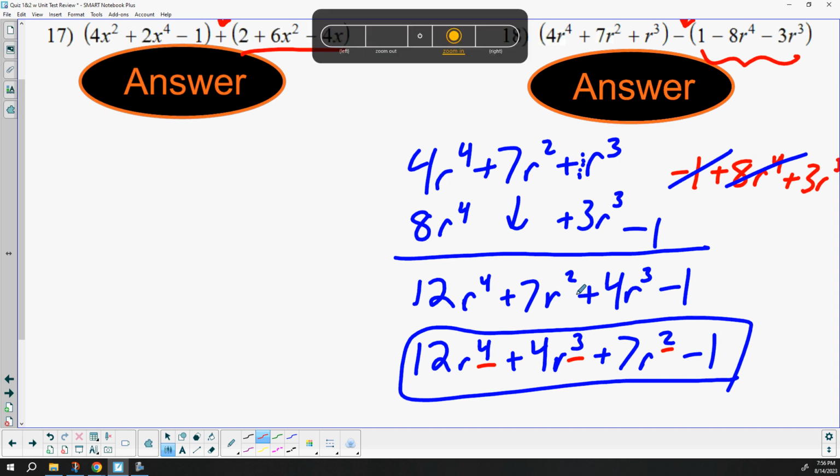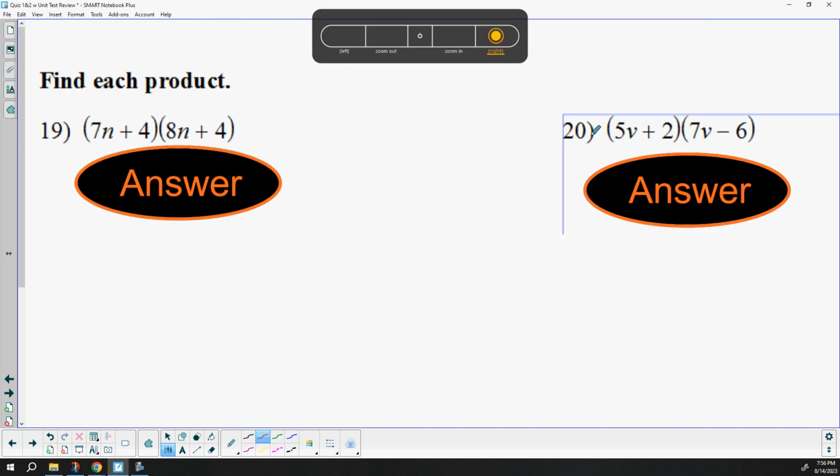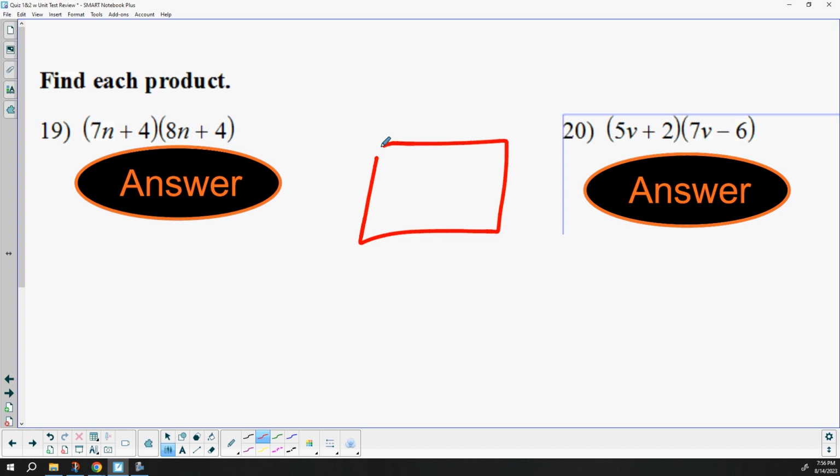Boop. There we go. Again, if you want to, you can use the box method or distribute, totally up to you. I prefer the box method. Remember, this would be a 2 by 2 because it's a binomial. Let me fix that. It's supposed to be a 2. There we go. All right. And then the 7v and the minus 6 right there.